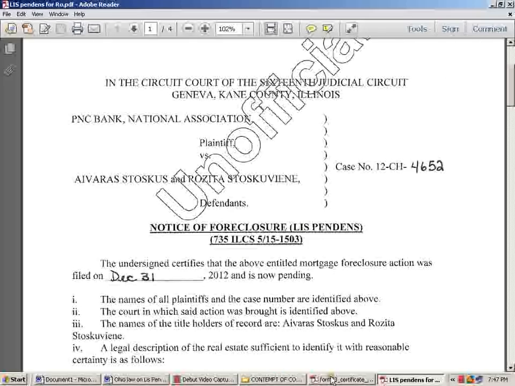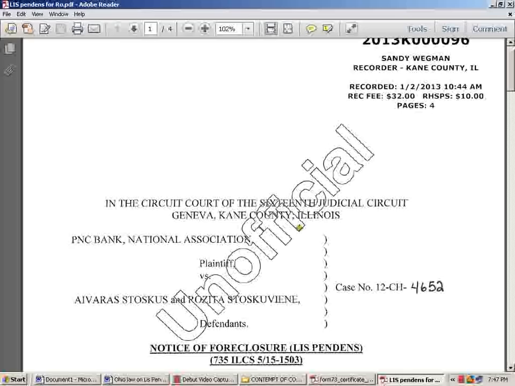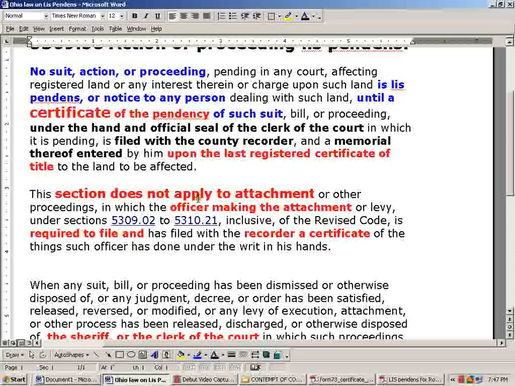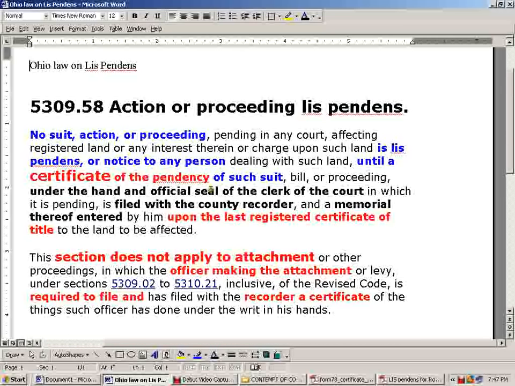Now again, I'm looking at paperwork for Illinois and reading a law from Ohio, but nevertheless, the paperwork they put into the recorder doesn't have anything on it. It was never seen by the clerk. So if it had been in Ohio, boom, they'd already be wrong.